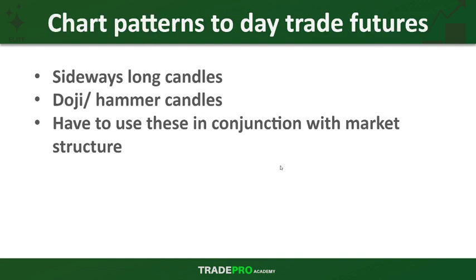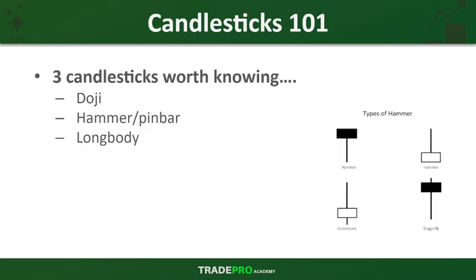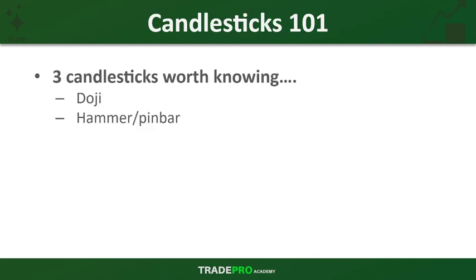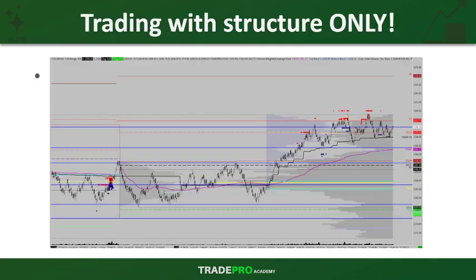Now, some of the chart patterns to day trade futures in terms of candlestick patterns are sideways long bars, dojis, and hammer candles, and you'll have to use these in conjunction with market structure. So what these mean, let me just go back to one of these charts and we can identify some of those sideways patterns that I was talking about. The sideways patterns on long extended long body candles are really important because that means that's a fight at a support resistance area.